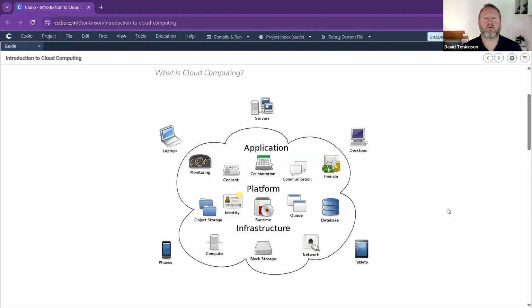And then there's the infrastructure, which is our compute power. How much processor power do we need? How much RAM do we have? How much storage do we have? Physical block storage. You mentioned block storage. We're going to talk about different types of data storage later on in this lecture. And indeed, how much network traffic.